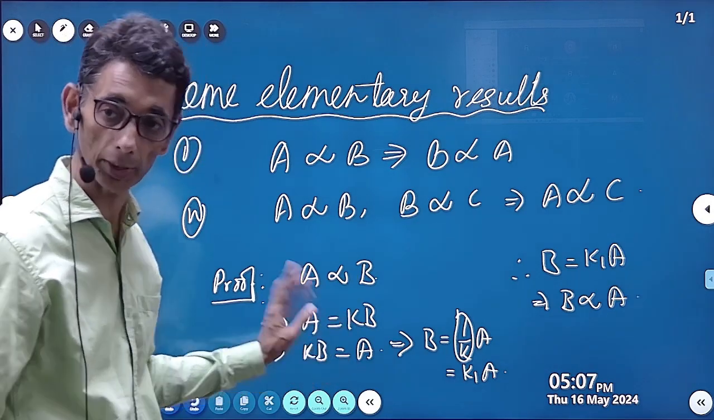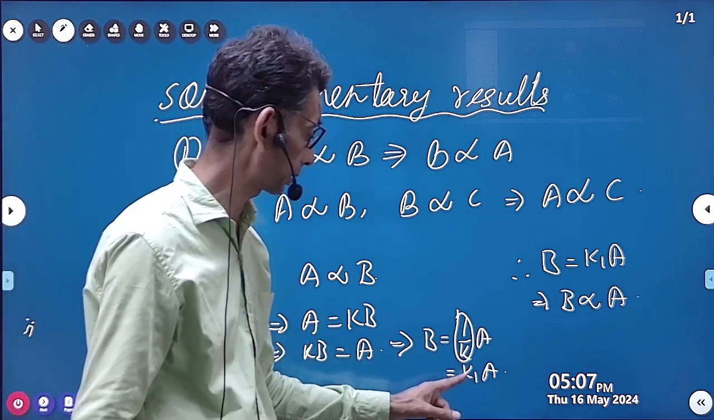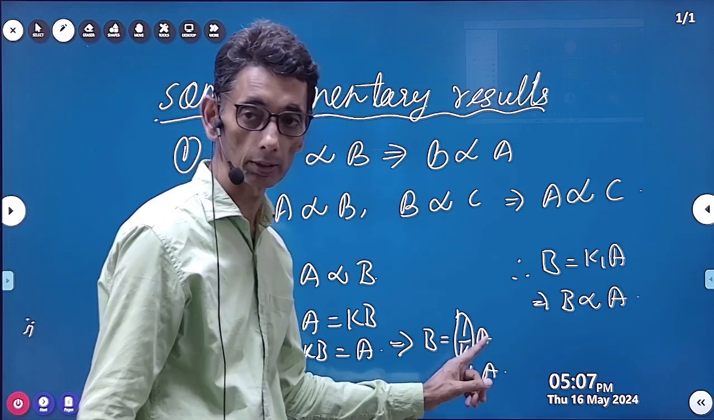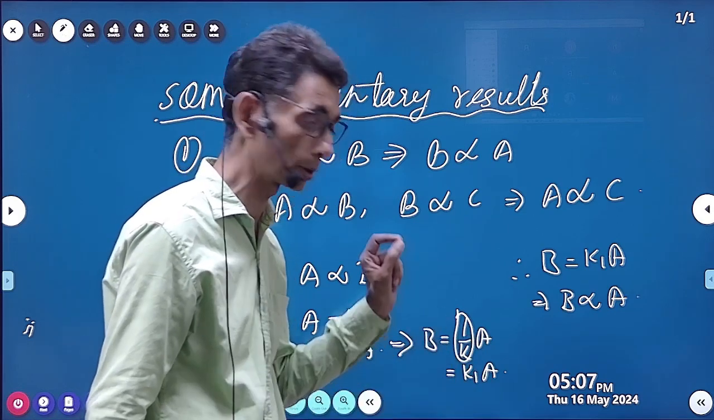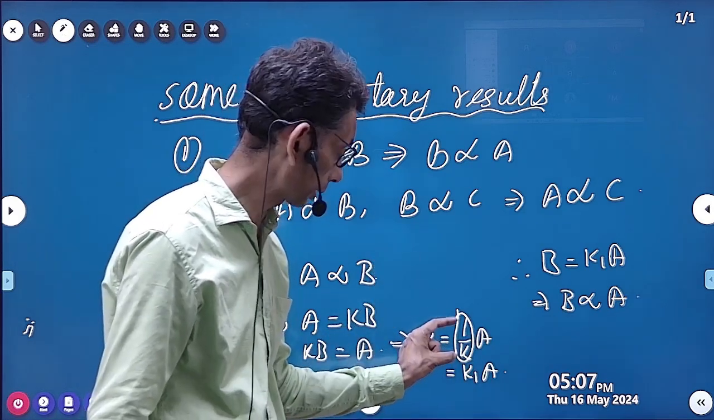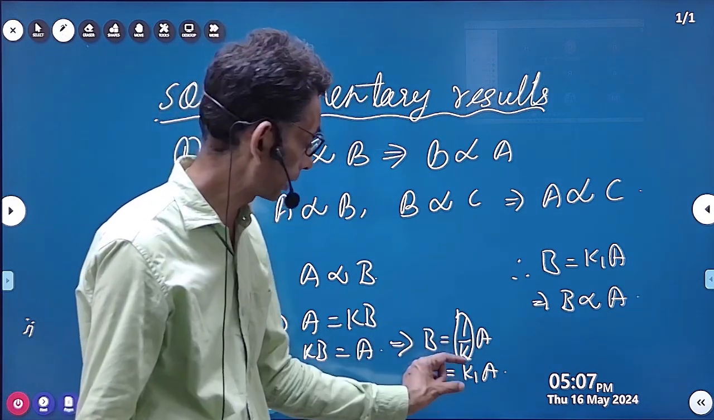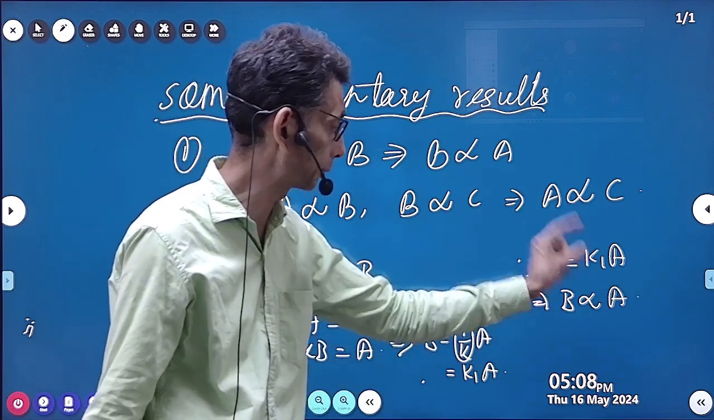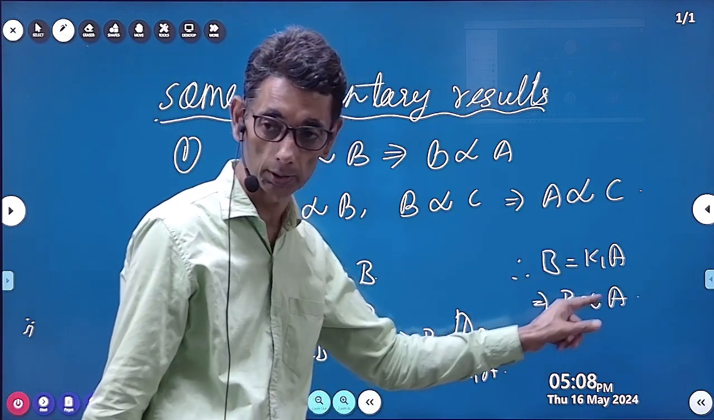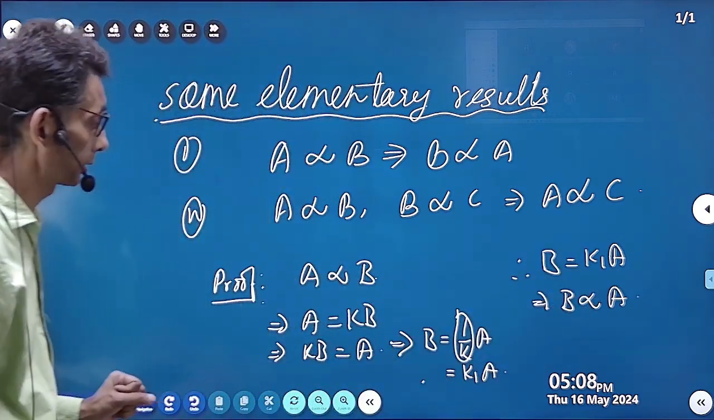Here is a simple method: if A is proportional to B, then in place of the proportionality sign there will be a constant. It can be any constant. Here also you get the same thing, B is equal to constant into A. If I remove the constant 1 by K, which I have named K1, it becomes a proportionality sign. That's the proof of B proportional to A.